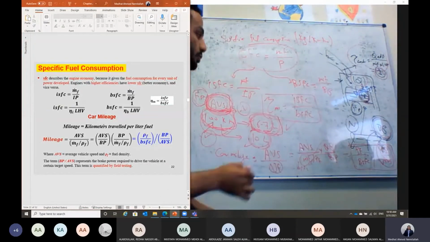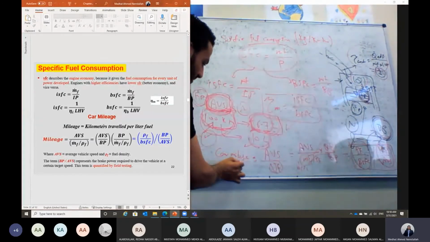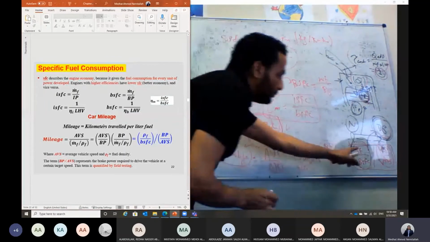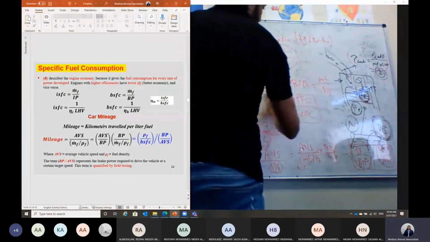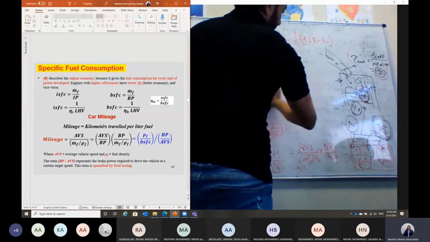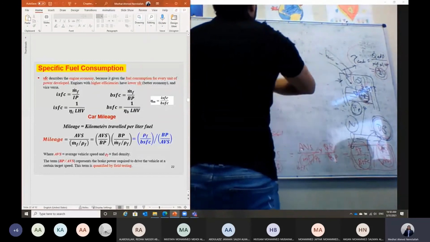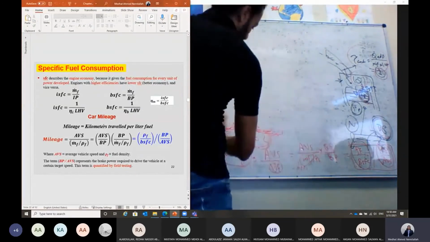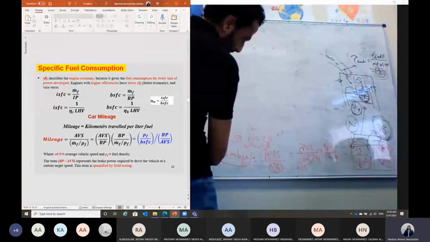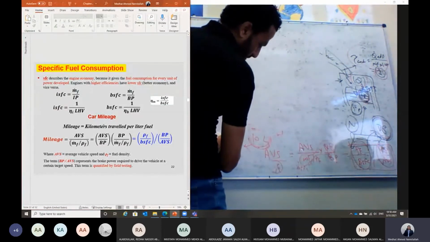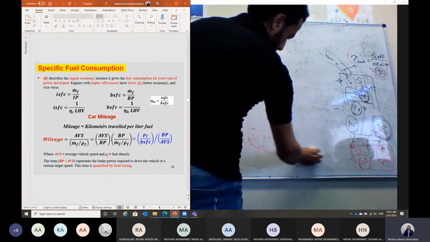Okay, so you should have the full definition here. This term, car mileage, is equal to the density of the fuel divided by the brake specific fuel consumption, and this divided by the brake power produced at average vehicle speed. Is it clear, Shabab? Is that clear? So we can only use the average mileage, always the car mileage, in order to compare between different cars. Okay.